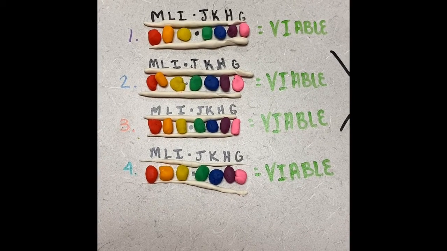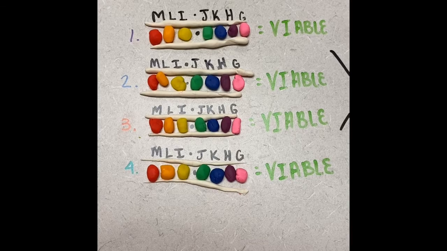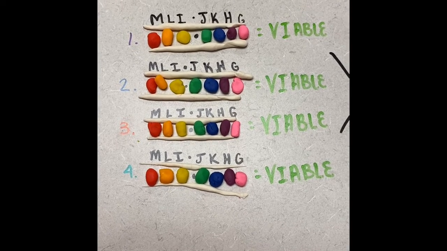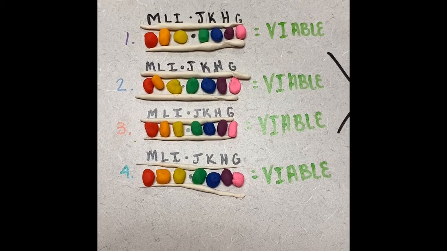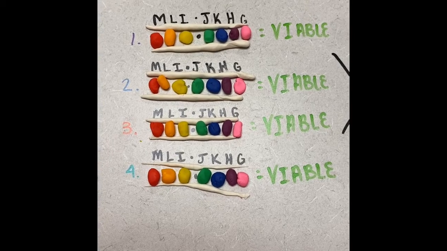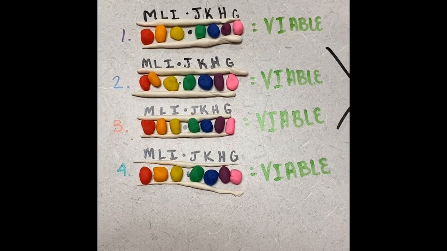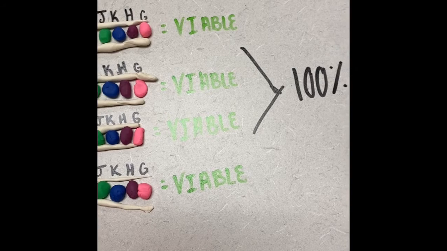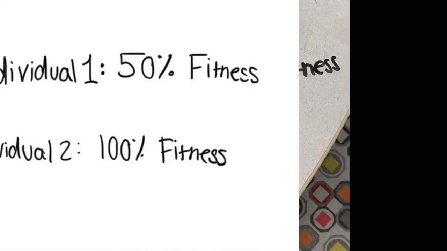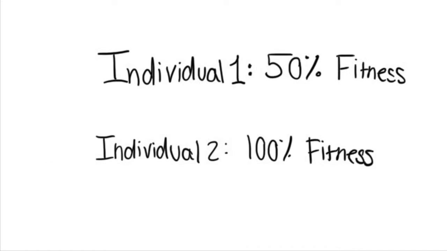The crossing over between the J and K regions occurred but provided the exact same gametes that the parent chromosomes had. All 4 gametes are viable since all regions and centromeres are represented. Since all 4 are viable, individual 2 has 100% fitness. Fitness is the ability to survive and reproduce.